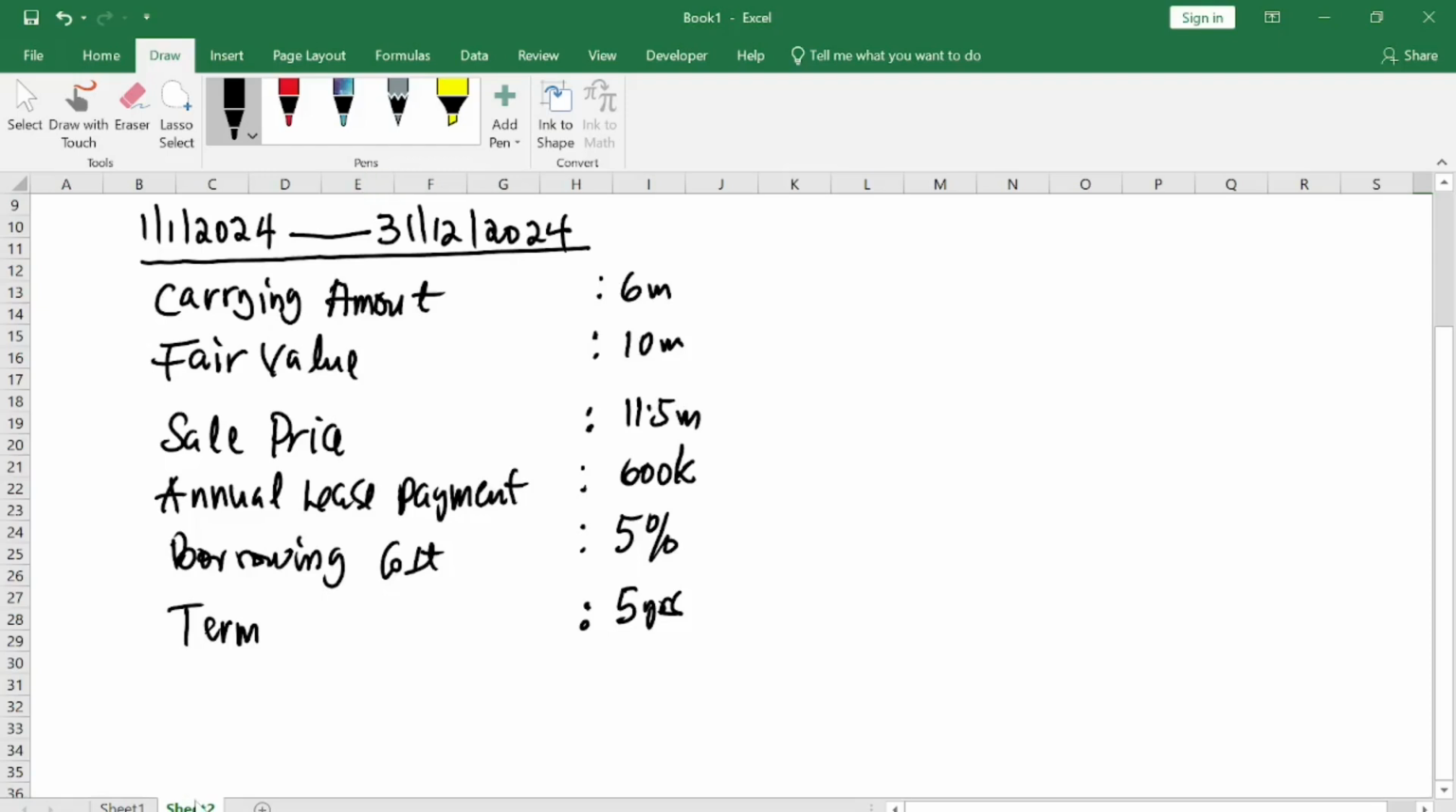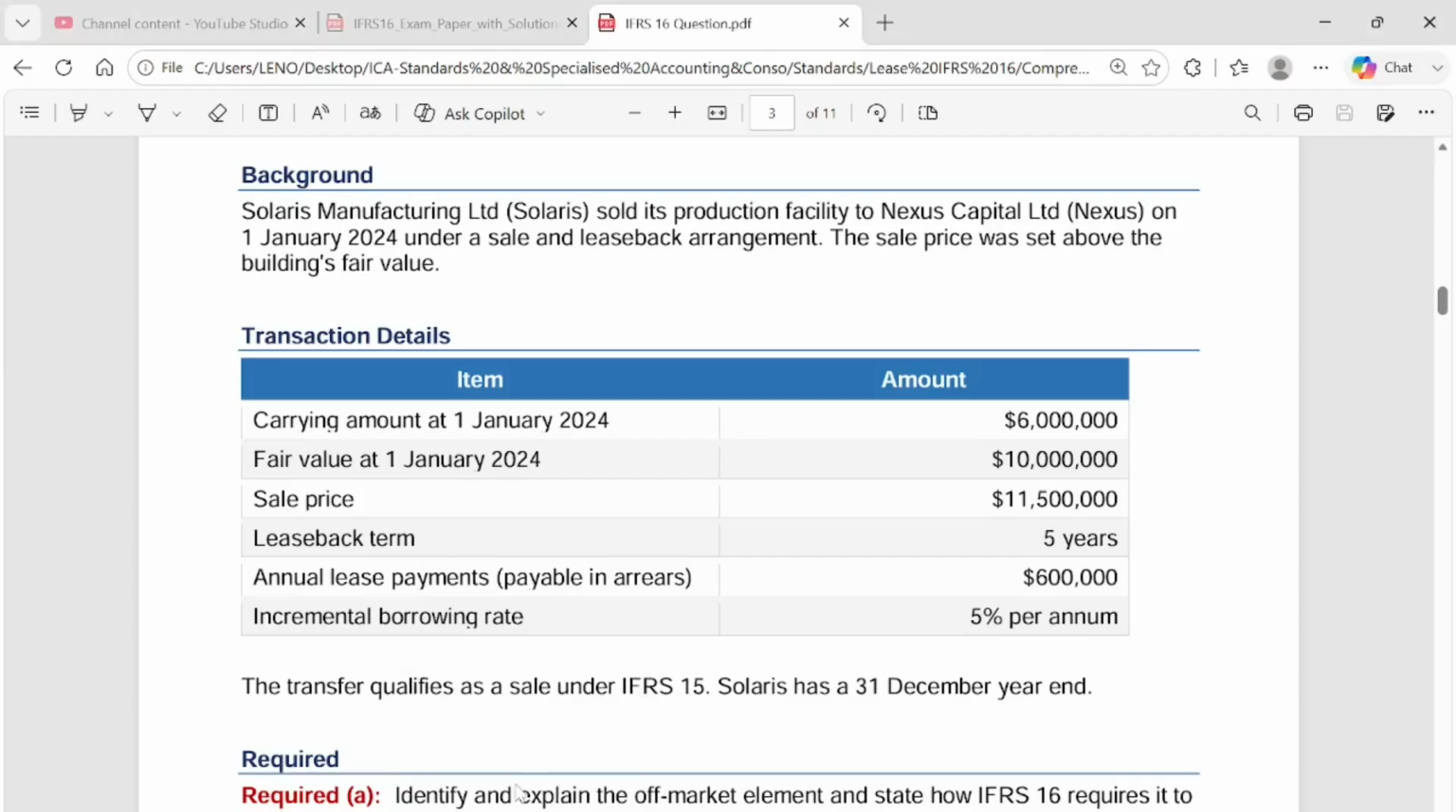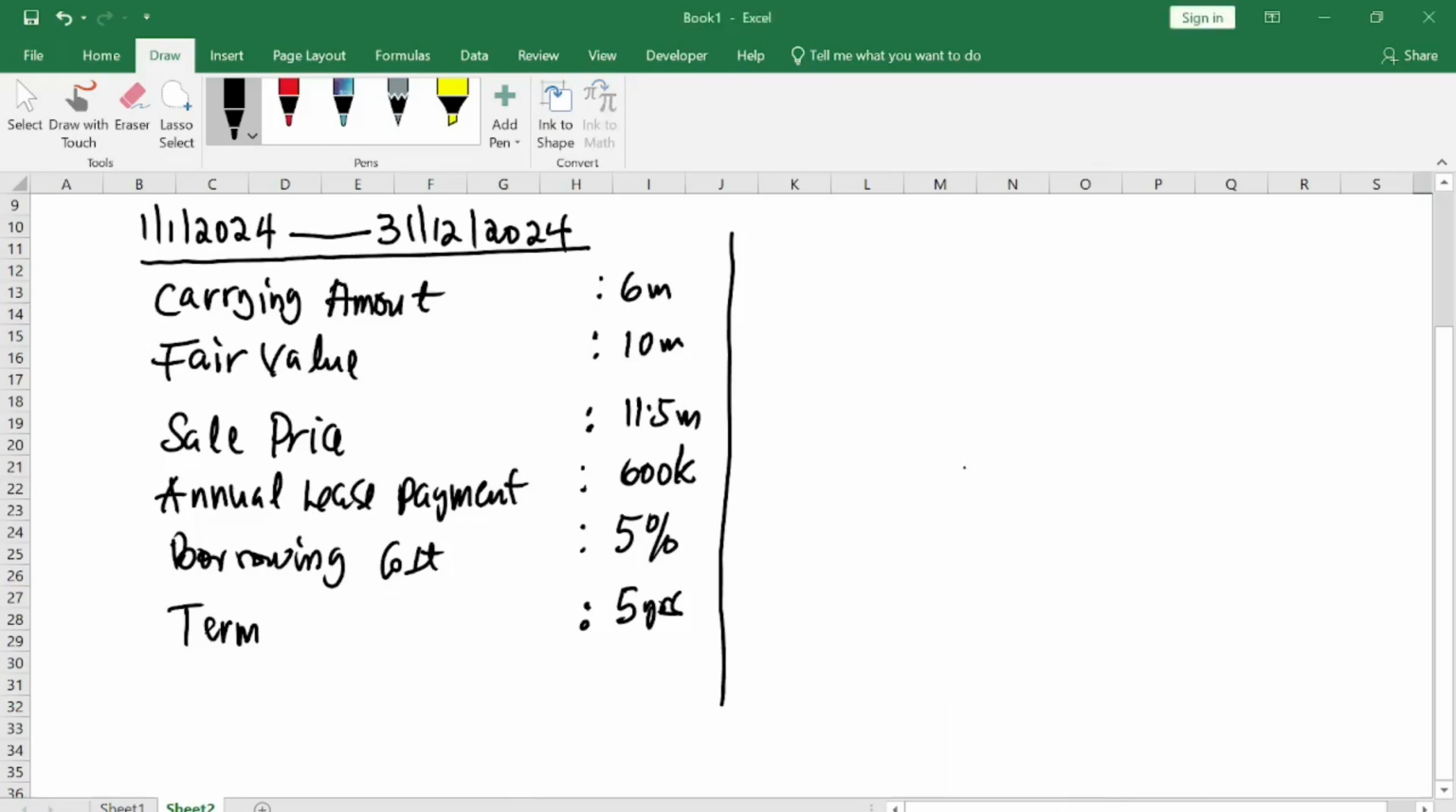Okay, so let us look at this question. What type of lease arrangement is this? When we go back into the question, they said the arrangement is a sale and leaseback arrangement. So we recognize that the arrangement is a sale and a leaseback.